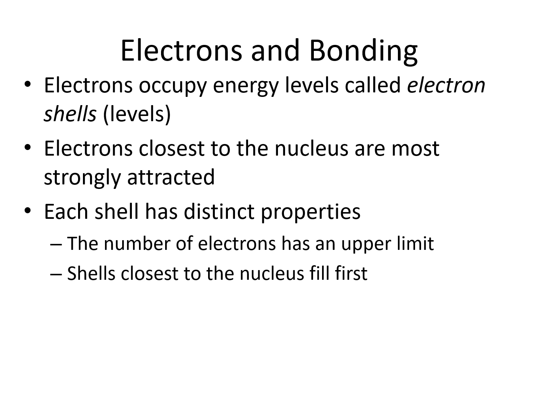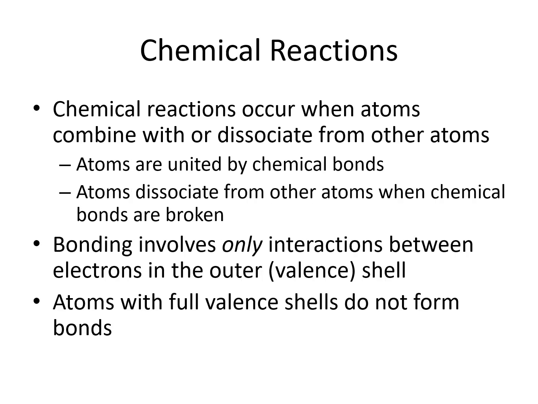So electrons are going to occupy energy levels called electron shells, and the electrons closest to the nucleus are going to be the most strongly attracted. And each shell is going to have distinct properties. Each shell has an upper limit on the number of electrons, and the shells closest to the nucleus fill first, right? That's actually quite important: the first shell can only hold up to 2, and the other ones can hold up to 8, right? And there could be multiple shells, okay? There's a picture that makes this a little bit clear.